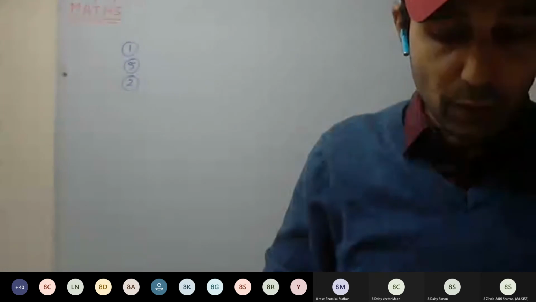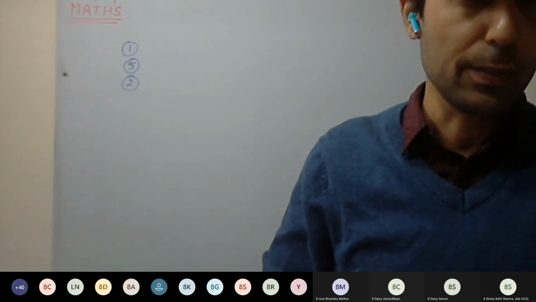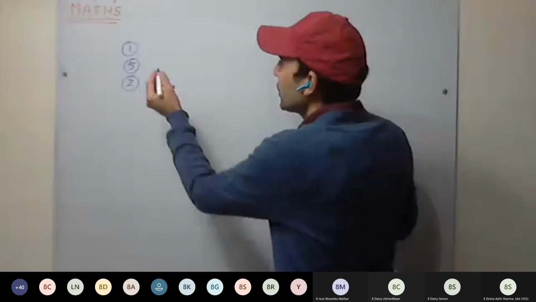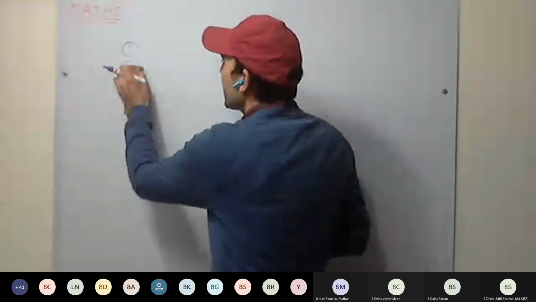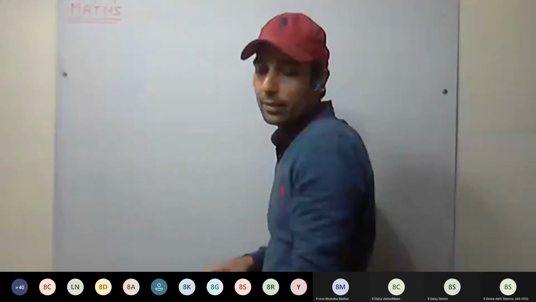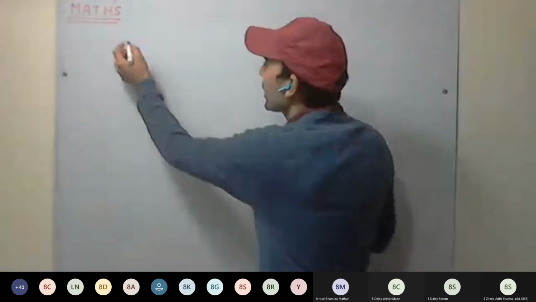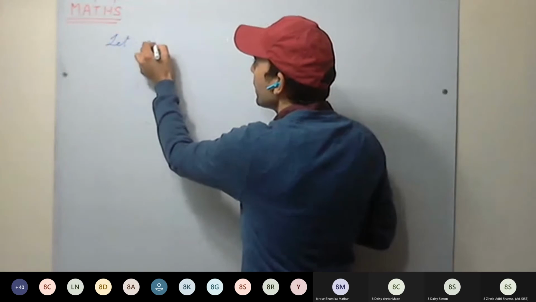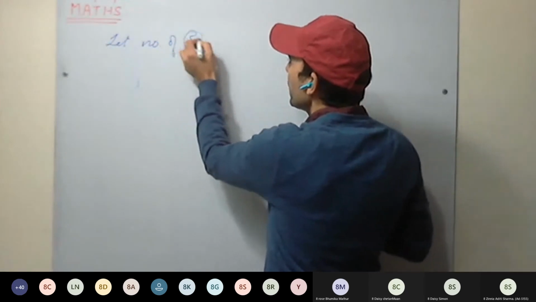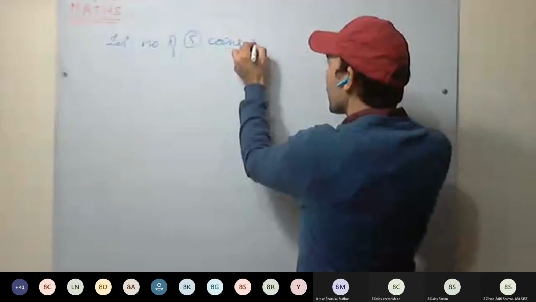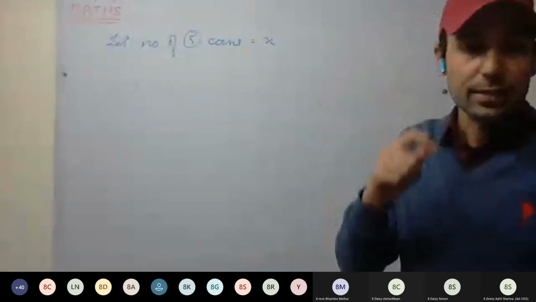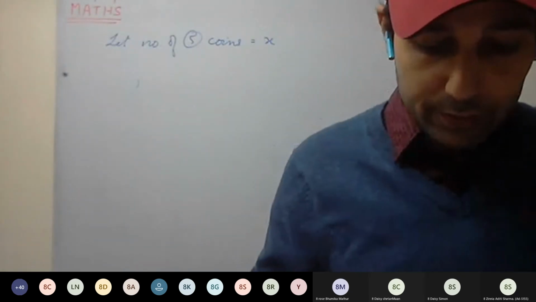The number of 1 rupee coins is 3 times the number of 5 rupee coins. So now what we'll do, we'll take the number of 5 rupee coins as x. Let the number of 5 rupee coins be equal to x. We have taken x. Now the number of 1 rupee coins, how much?